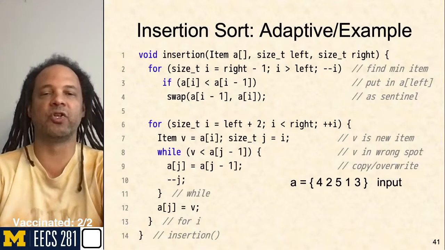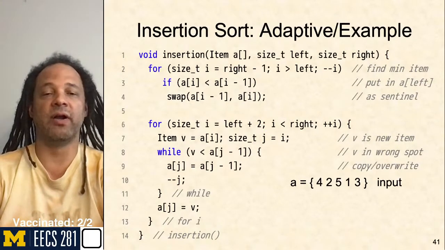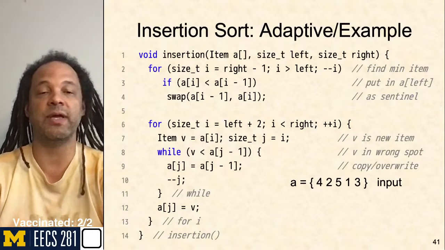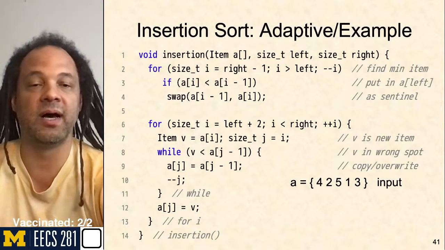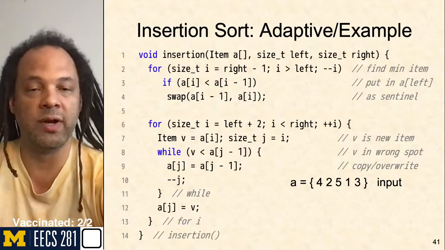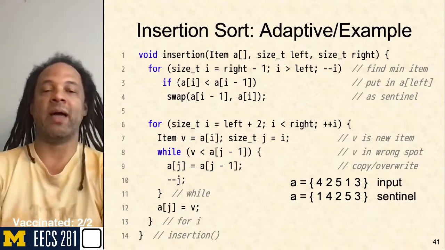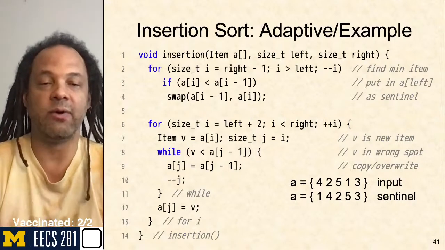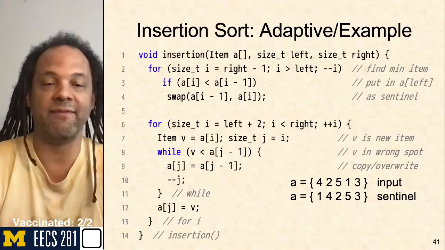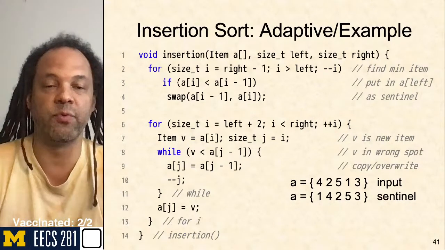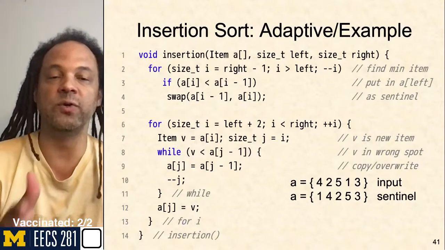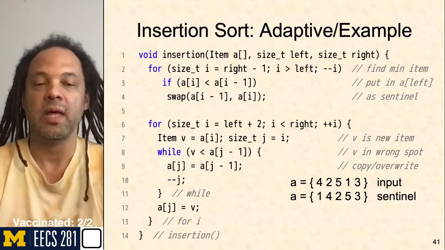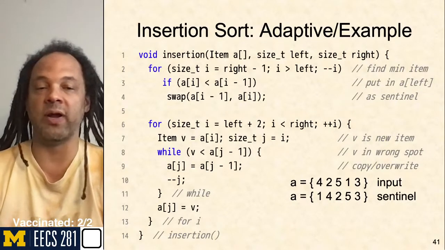With this adaptive version, we're going to try our initial data 4, 2, 5, 1, 3. After my first pass, the bubble sort pass, it swaps the 1 and 5, the 1 and 2, the 1 and 4, and now I end up with the data that looks like A equals 1, 4, 2, 5, 3. It knows the 1 is where it belongs, and then it's going to do an insertion sort on 4, 2, 5, 1, 3, noting that 1, 4 is already sorted.